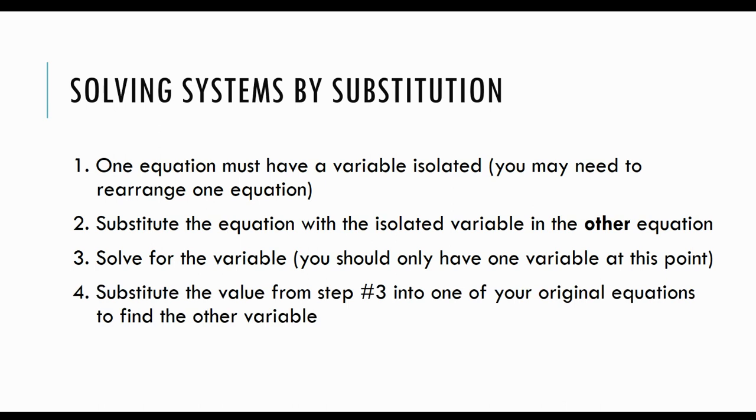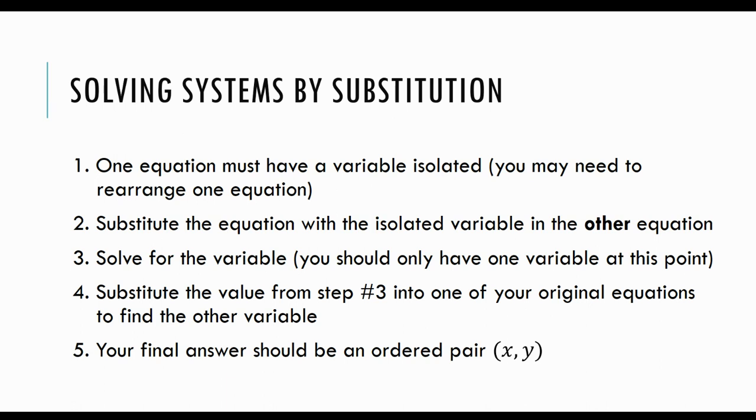Once you've solved for that variable, you'll substitute that value from step number 3 into one of your original equations to find the other variable. I would suggest that you substitute it into the equation that has one variable isolated by itself. Because we're dealing with two variables, our final answer needs to be written as an ordered pair in parentheses, otherwise it's not an ordered pair, and x goes first in an ordered pair followed by y.